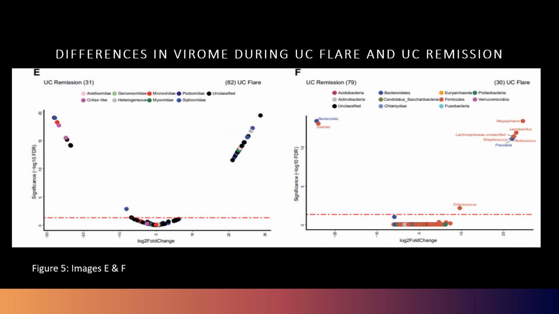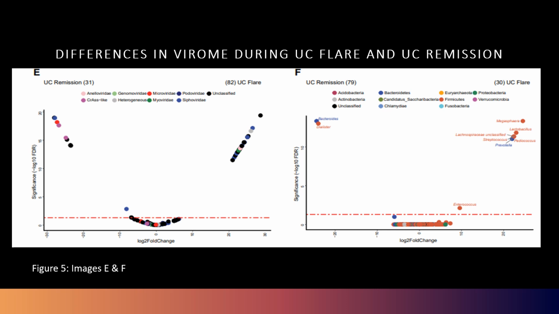So figure 5, E and F is a continuation of UC flare and UC remission, but these are the volcano plots. So as we can see, UC remission is on the left and UC flare is on the right for both graphs. It's just showing different phage groups. So figure E is showing the viral clusters, and on the remission side, we can see that there are Crass-like phages, which is going to be the purple, 2 Siphoviridae, which is the blue, and 1 Myoviridae, and 7 unclassified phages were much more abundant in the remission group. And on the contrary, 39 viral clusters were increased in flare, including 2 Anelloviridae, 1 Myoviridae, 10 Siphoviridae, and then 24 unclassified viral clusters.